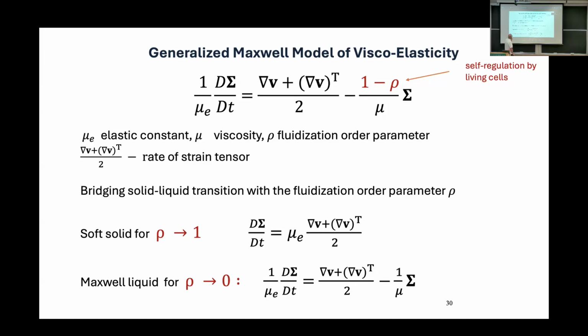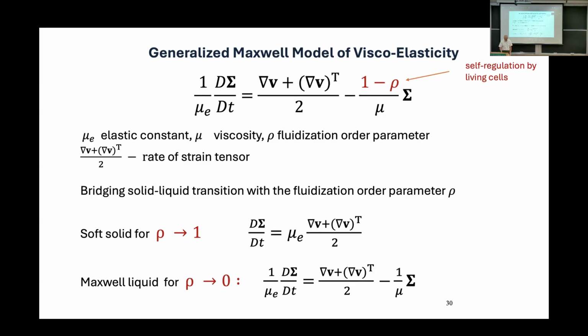So what do we have? If we consider the order parameter tending to 1, we can drop this term, and then we have the derivative of the stress tensor equal to the rate of strain. And if we integrate once, we obtain the elasticity relation: the stress tensor is proportional to the displacement. If the order parameter tends to 0, then we have more or less a standard Maxwell liquid.